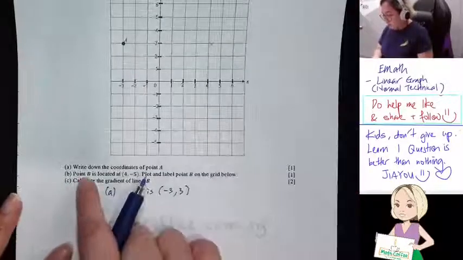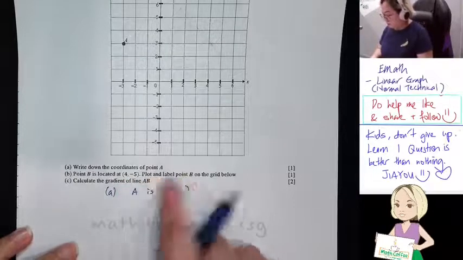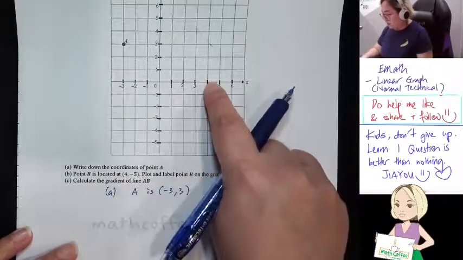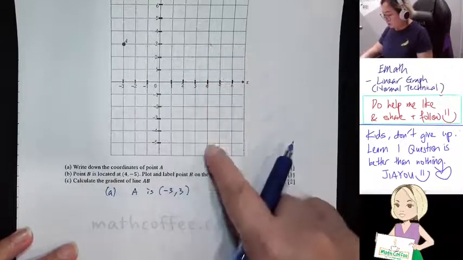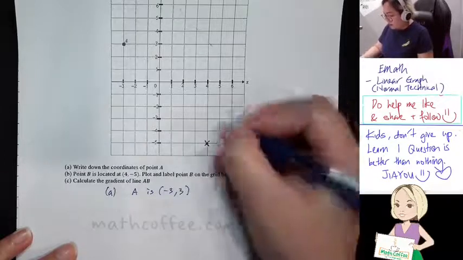Okay, point B is located at (4, -5). So plot and label point B. So 4, go to x equals 4, then negative 5, so go down to negative 5, so this is the point. Mark it and label this as point B.